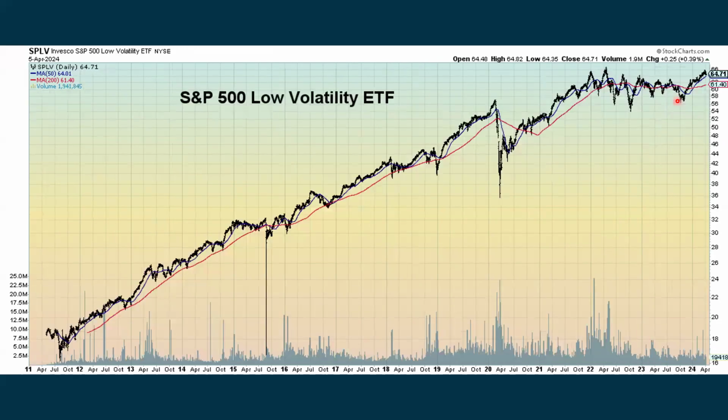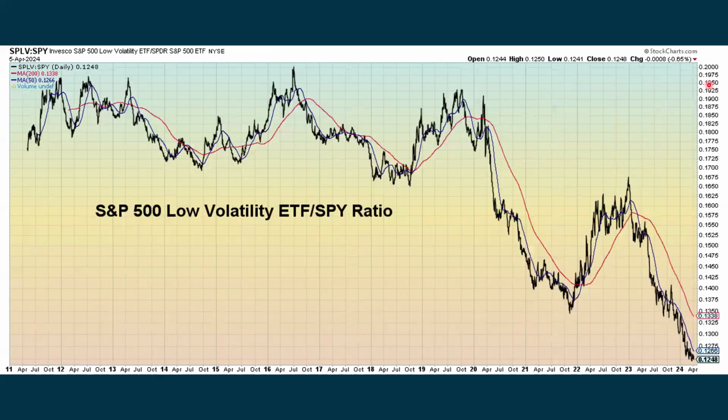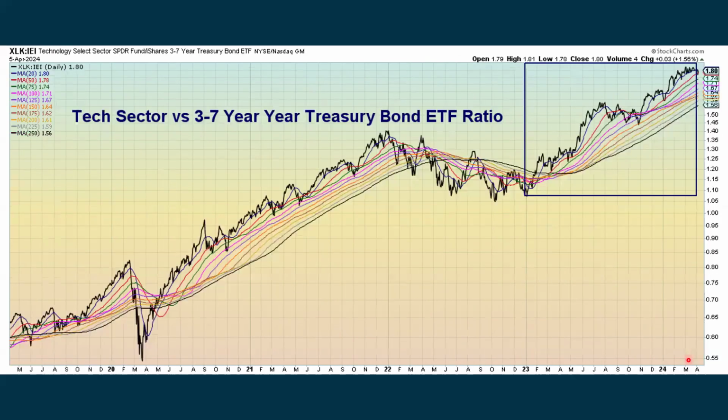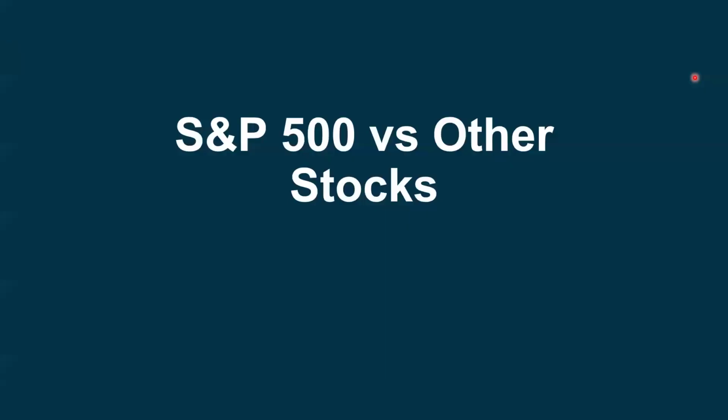The low volatility ETF, when you look at it all by itself, it's in an uptrend. But when you do a ratio between the low volatility ETF and the S&P, it is really underperforming. Then we look at the tech sector and compare it with 3 to 7 year bonds, showing how the tech sector is still outperforming, even though it's pulling back recently.